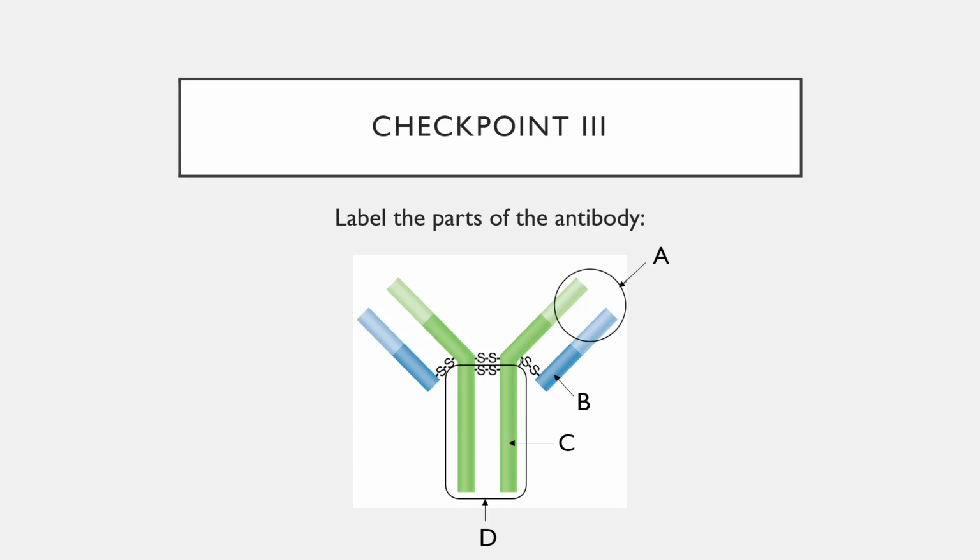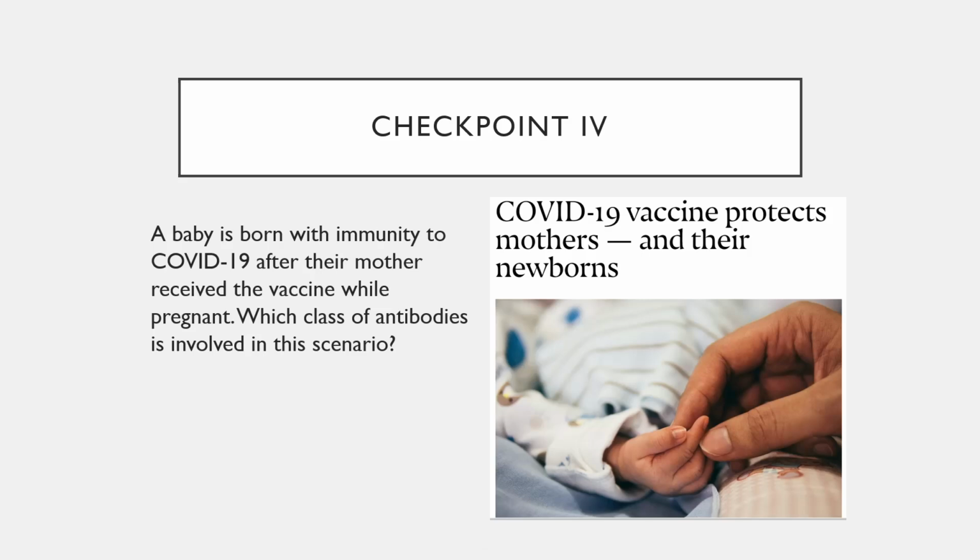Now, in this checkpoint, it has been discovered that women who receive the COVID-19 vaccine while pregnant are able to pass immunity onto their babies. So if a baby is born with immunity to COVID-19 after their mother receives a vaccination, which class of antibodies is involved in this process?